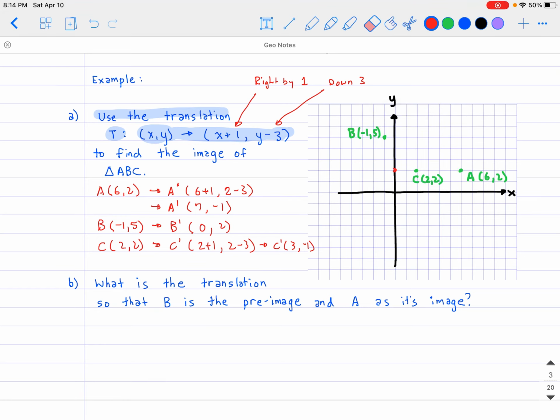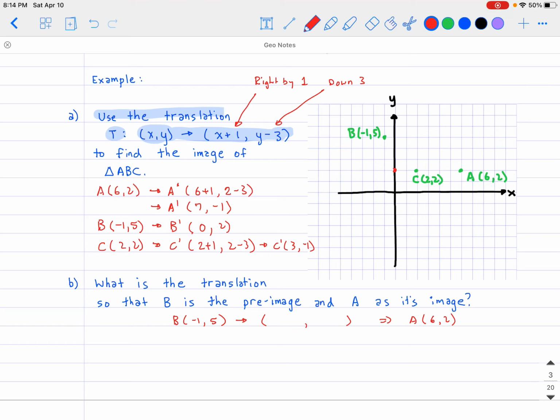Much better. So, once again, B is going to be the pre-image, and then A is going to be the image. So in other words, if I were to write it out, I'm basically saying B, which is going to be -1 and then 5. If I throw it into the equation, x plus what and then y plus what, the result is that it's going to come out to be A, which in this case is going to be 6 comma 2.